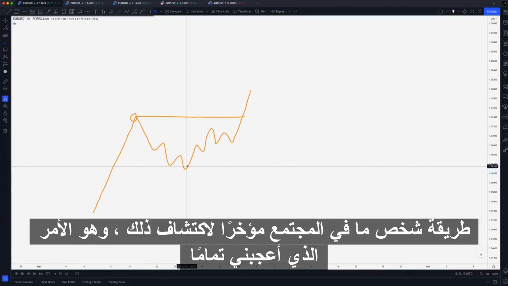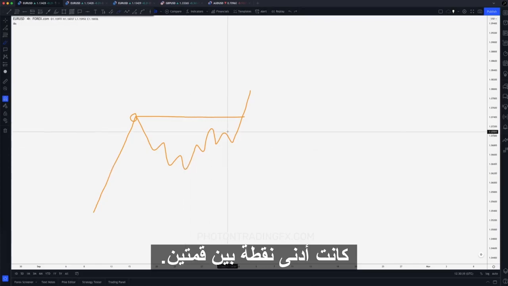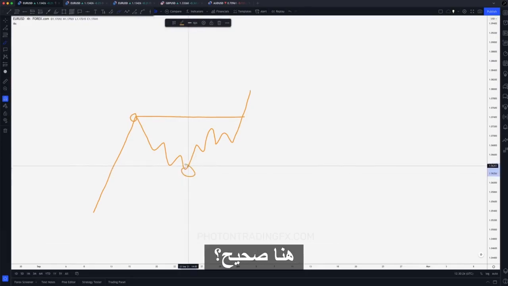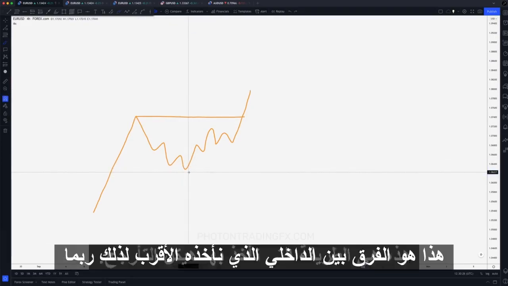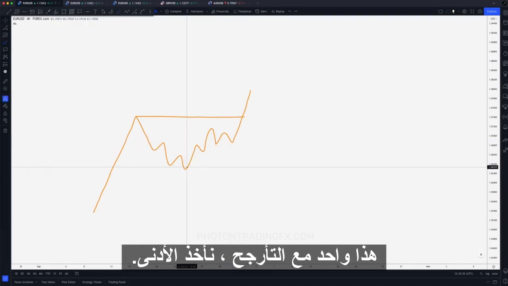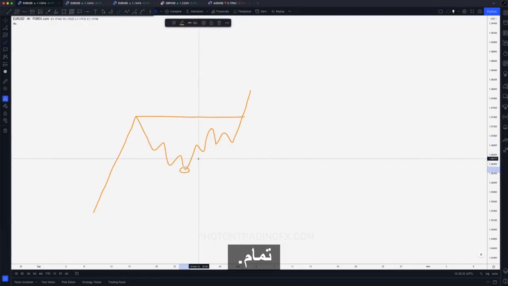Another way someone in the community recently defined it, which I quite liked, was it's the lowest point between two highs. So between this high and then this high, where's the lowest point? It's down here, right? That's how essentially we take swing structure. So that's the difference between internal, where we take the nearest, so it would be this one. With swing, we take the lowest.